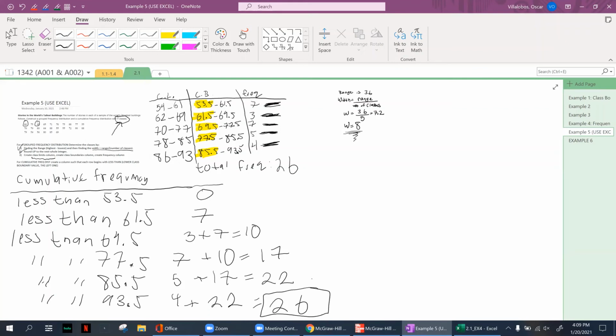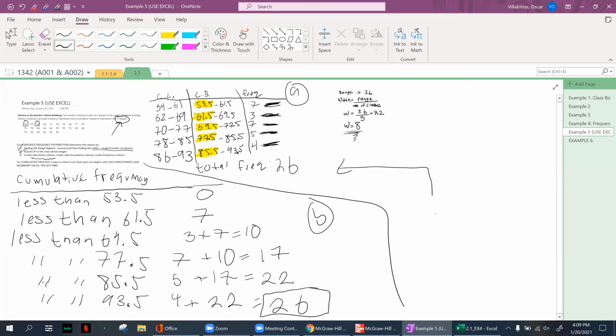And is this a coincidence? No. This was table B, and this was table A. These values must be the same. They must be the same values. Okay.